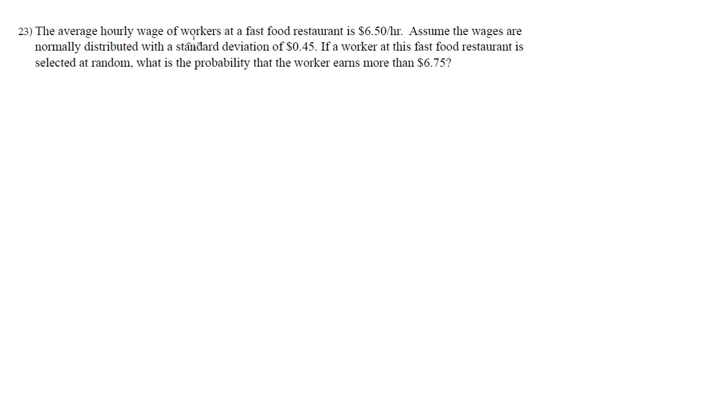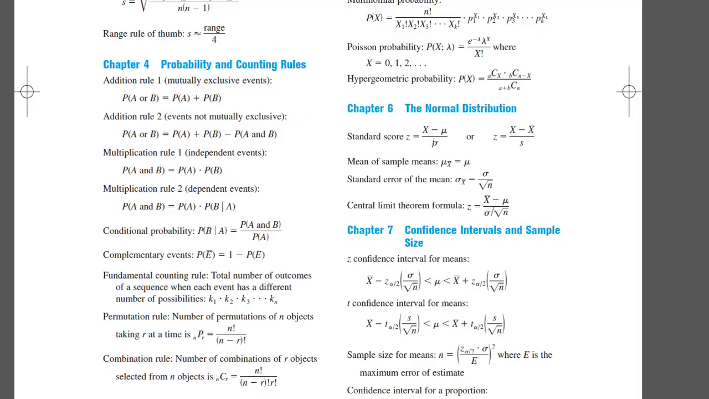The average hourly wage of workers at a fast food restaurant is $6.50 per hour. Assume the wages are normally distributed. Now that's a big clue, right? When we say the wages are normally distributed, chances are we're talking about a situation from chapter 6 where we're talking about the normal distribution.